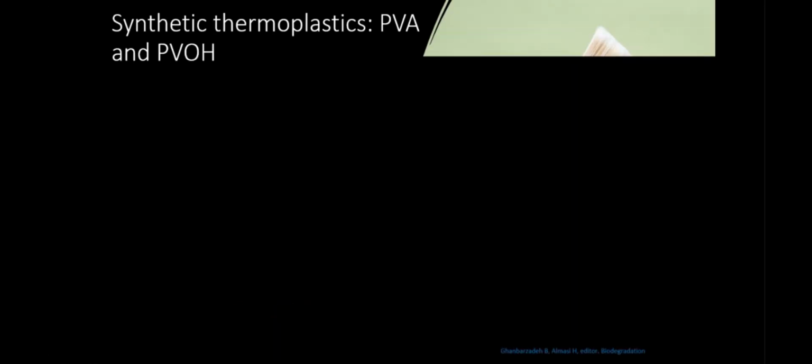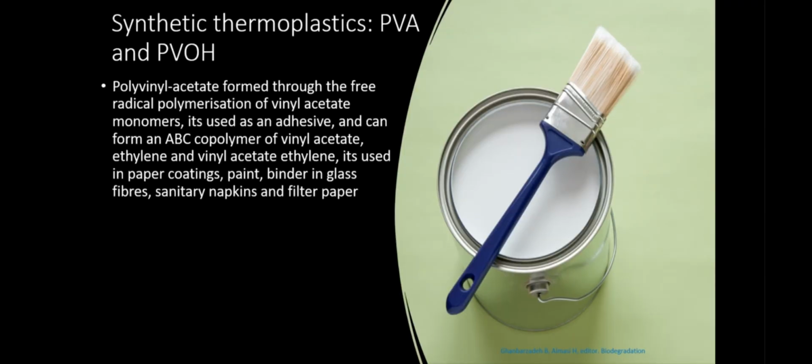PVA and PVOH. Polyvinyl acetate, PVA, is formed through the free radical polymerization of vinyl acetate monomers. It's used as an adhesive and can form an ABC copolymer of vinyl acetate, ethylene, and vinyl acetate ethylene. It's used in paper coatings, paint, binder and glass fibers, sanitary napkins, and filter paper.